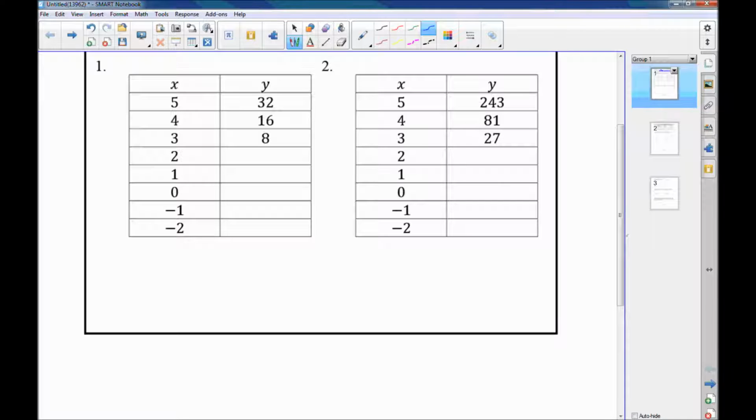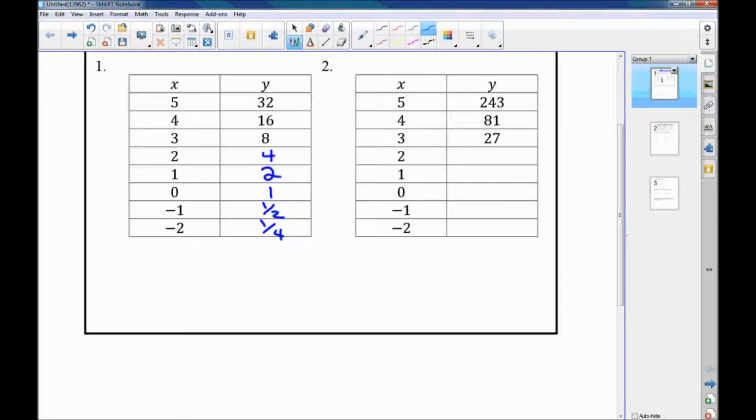So 32 cut in half is 16, 16 cut in half is 8, 8 cut in half should have been 4, 4 cut in half should be 2, 2 cut in half should be 1, and then 1 cut in half would be 1/2, or we could put 0.5 here, and 1/2 cut in half would be 1/4. Okay. All right, same kind of thing for number 2, except this time it's being divided by 3.